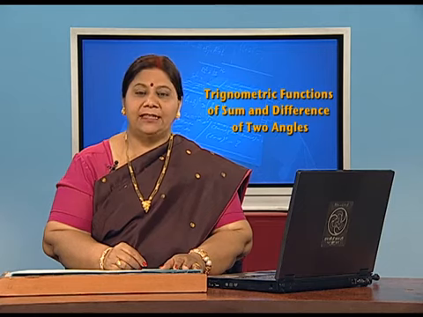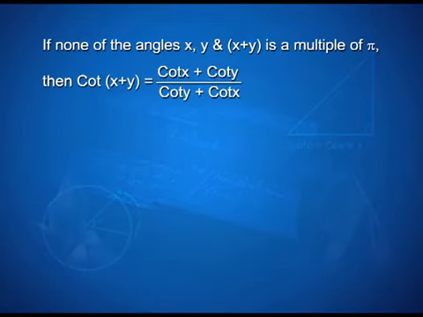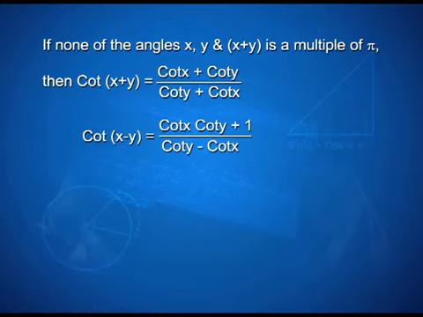If none of the angles x, y and x plus y is a multiple of pi, then cot of x plus y can be written as cot x cot y minus 1 upon cot y plus cot x. Similarly, cot of x minus y can be expressed as cot x cot y plus 1 upon cot y minus cot x.